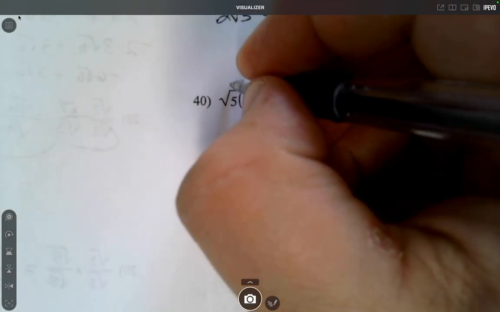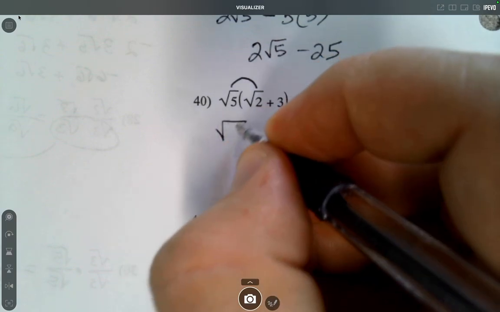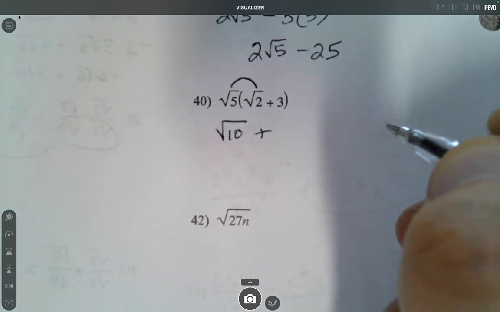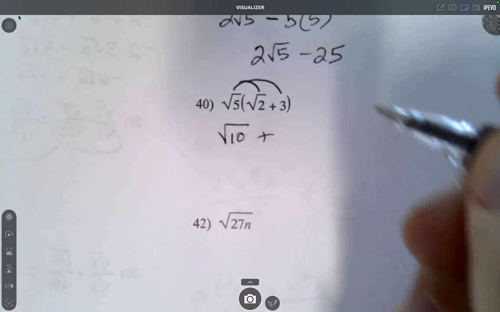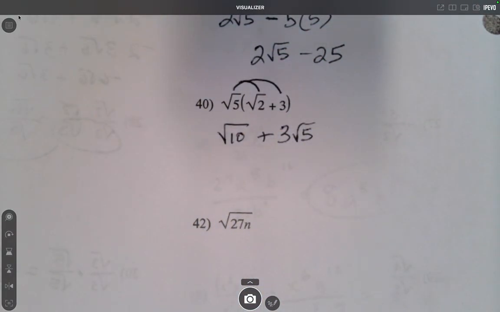Okay, 40. Square root of 5 times square root of 2, they can be combined because they're both inside the square root. So we have the square root of 10. Square root of 5 times 3, they cannot be combined. So we just write 3 times the square root of 5.